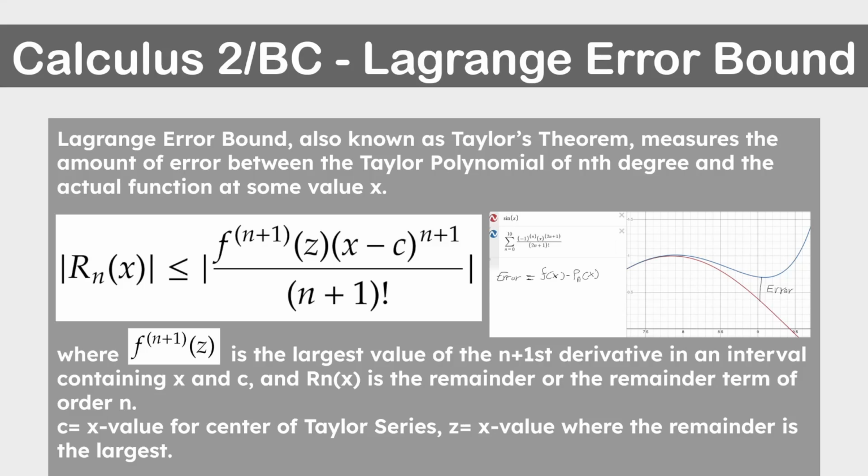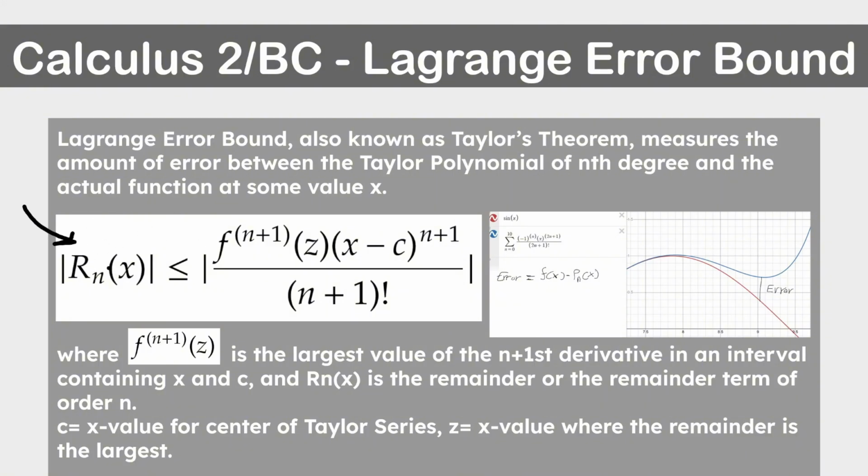In today's video, I'm going to be going over the Lagrange Error Bound. So let's begin. The Lagrange Error Bound, also known as Taylor's Theorem, measures the amount of error between the Taylor polynomial of nth degree and the actual function at some value x. So right here, you can see the formula or equation for the Lagrange Error Bound.